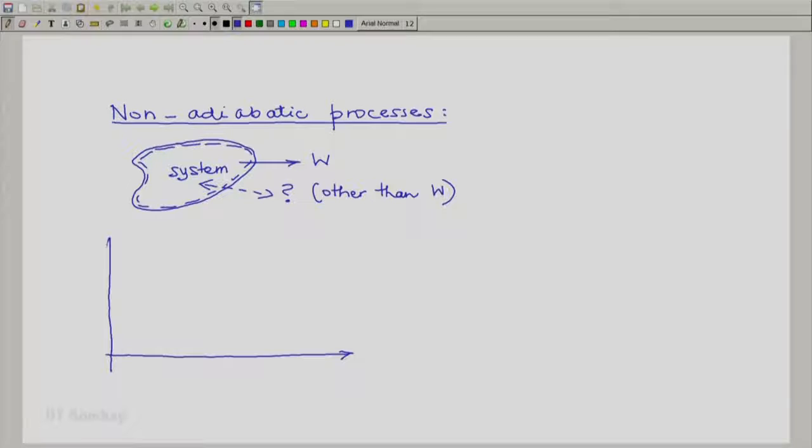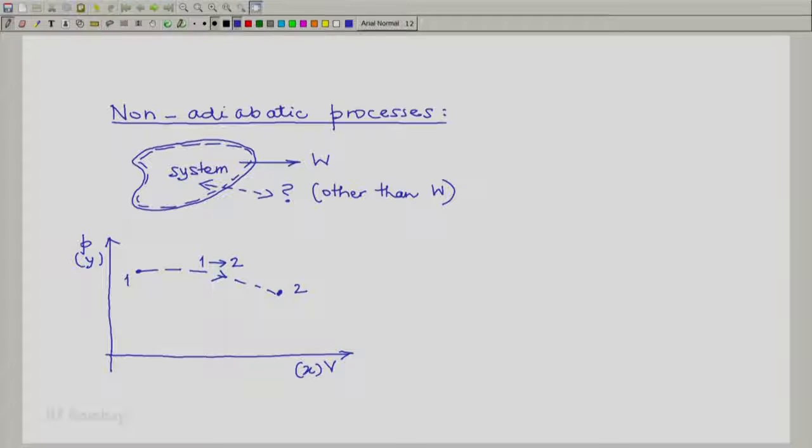You can write the state space as PV or Yx. Let us say that we have an initial state 1 and a final state 2. And let us say that a general process, not necessarily adiabatic. This is our process 1 to 2. It could be quasi-static, it need not be quasi-static. I don't qualify the process in any way except that it is for our given system and starts from this initial state 1 and ends at this final state 2.